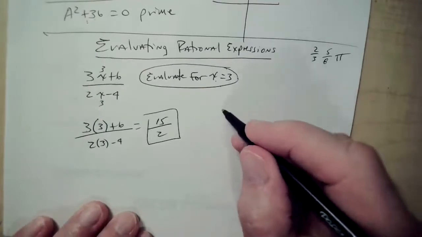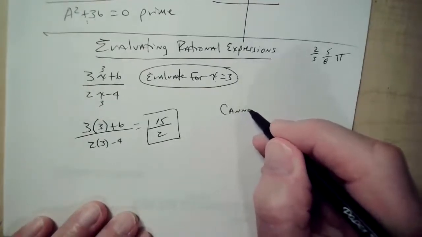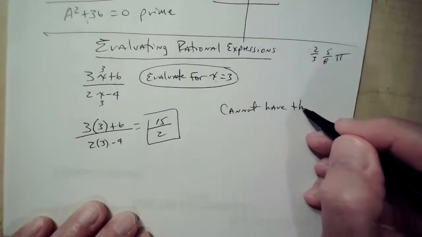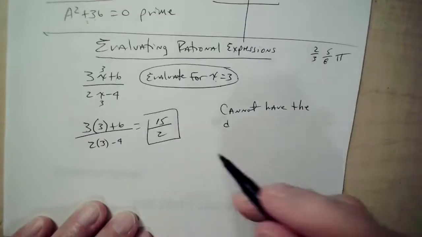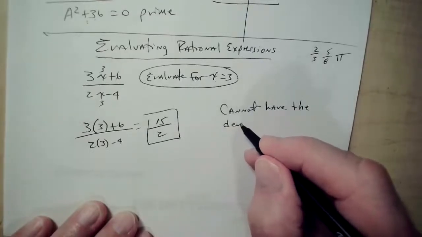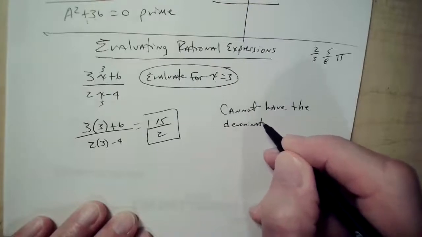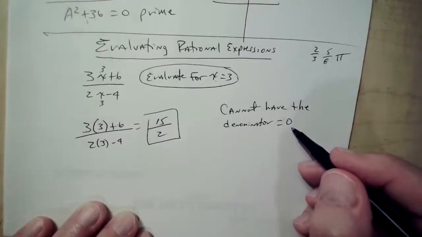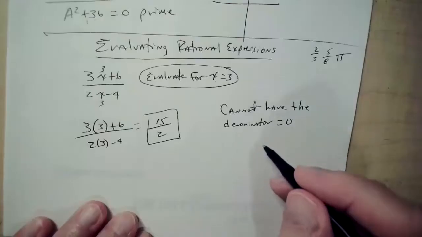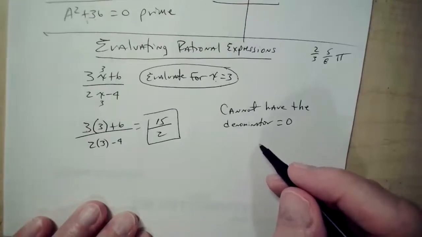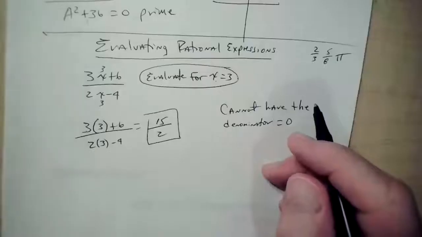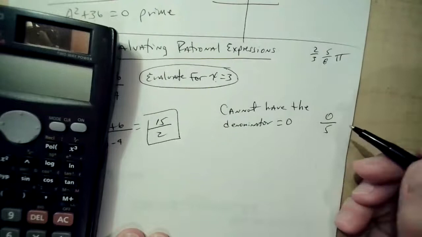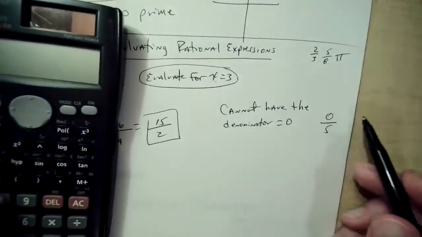Now the one thing that you have to watch for is you cannot have the denominator. Remember, the denominator is the one on the bottom. You cannot have the denominator equaling 0. Because if you forget this, put it in your calculator. You can do this. Like if you had 0 over 5.